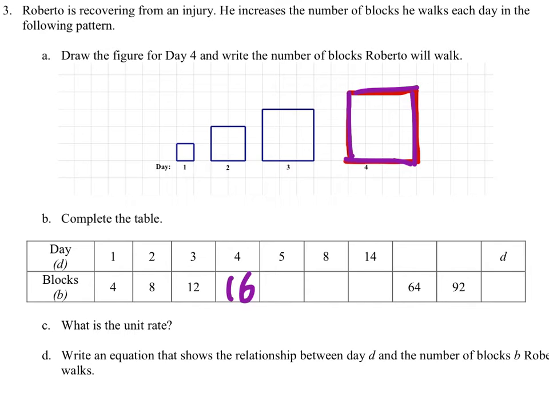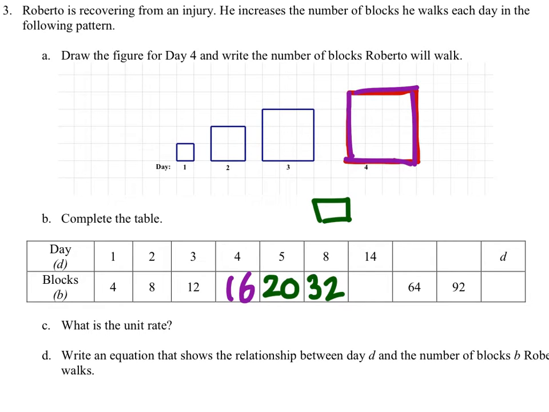Well, what if on day 5 he walks 5 blocks in a square, right? So how many blocks would he have walked? 20, right? Right, because he would have walked 5 and then 5 and 5 and 5. What if it was 8? 32, right? Yeah. Because he would walk 8 this way, 8, 8, and 8. Bam, 32.